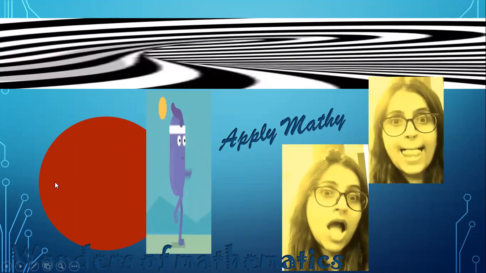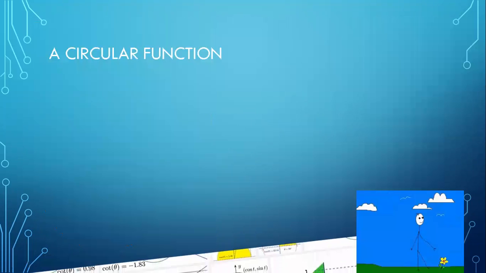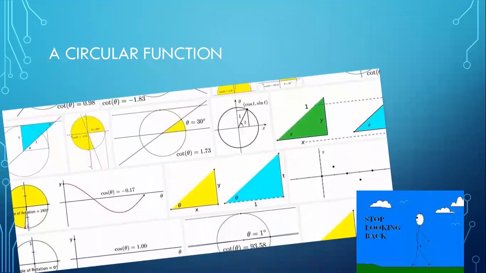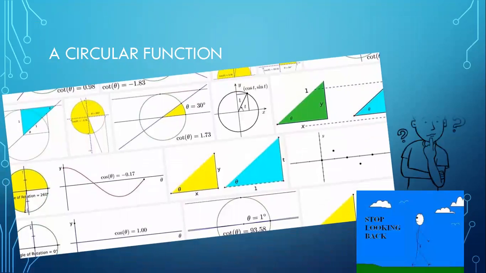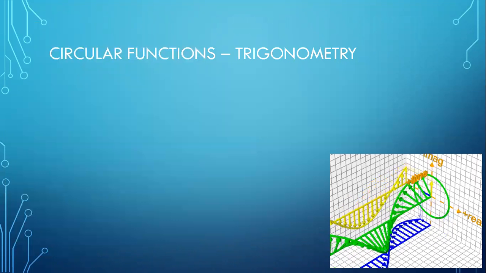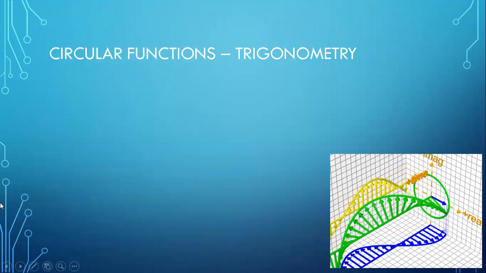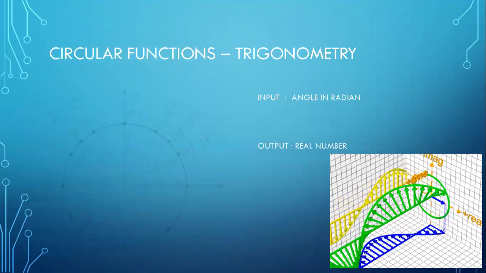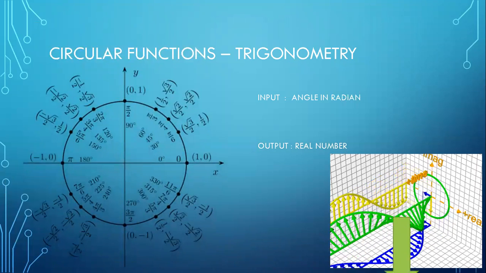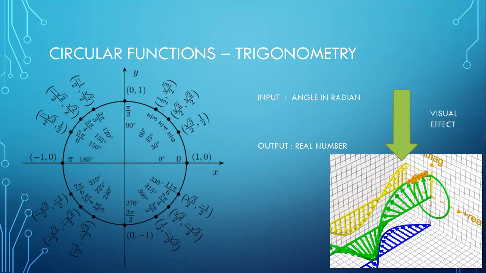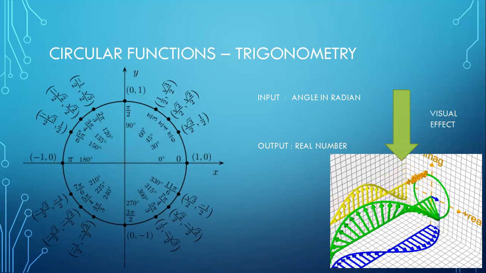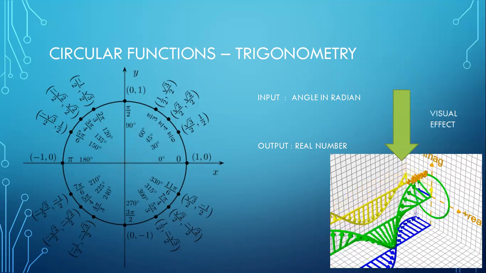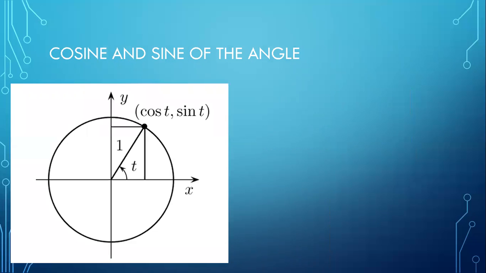So today's video is about circular functions. Have you ever wondered what a circular function is? Mathematically speaking, a circular function is nothing but a trigonometric function, wherein the input which goes inside is an angle, preferably in radian, and the output which comes is a real number. I'm going to take this up in a little more detail and take a closer look.